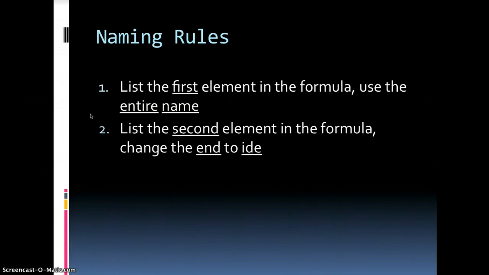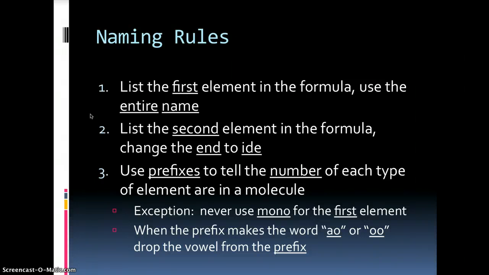Then you list the second element in the formula, and you just change the ending to IDE. So if your second element is sulfur, then you say sulfide. So very much like ionic bonding so far. The difference is because you're going to have a lot of the same compounds or similar compounds with the same elements in them, you're going to see different subscripts or different numbers of elements down at the bottom. So we tell people how many there are using prefixes.